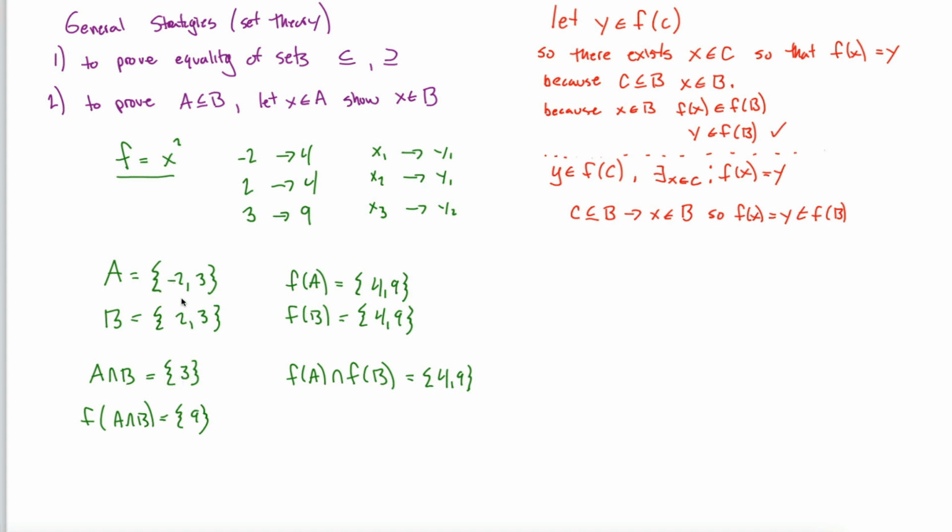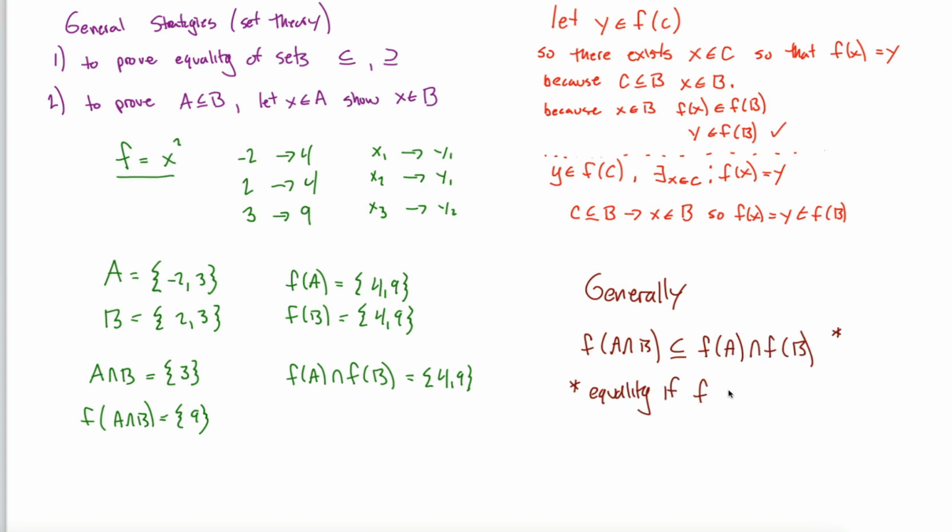All right, I kind of got rid of the image of -2 and 2 because I looked at the intersection before applying the function. But over here, I apply the function first, and since -2 and 2 get mapped to the same number 4, when I wait to consider the intersection, I don't lose the image of that element. I don't know if these are things that you want to memorize, but generally speaking, the image of the intersection is going to be a subset of the intersection of the images. We're only going to get equality if our function is 1-to-1.